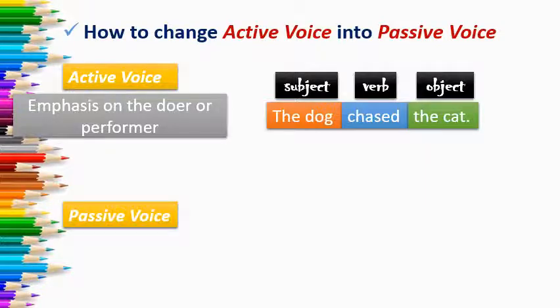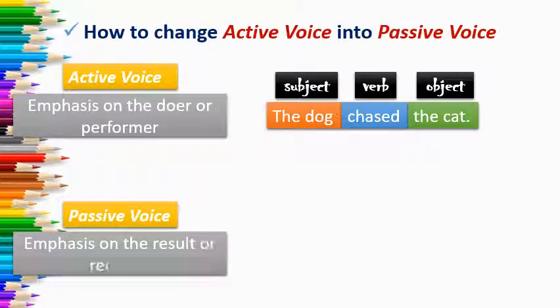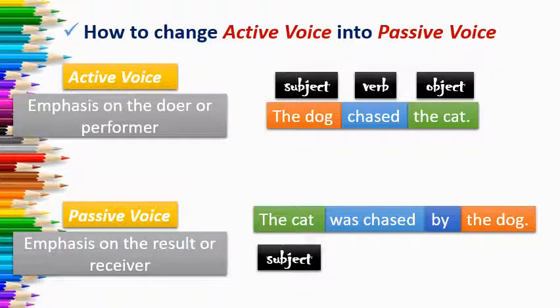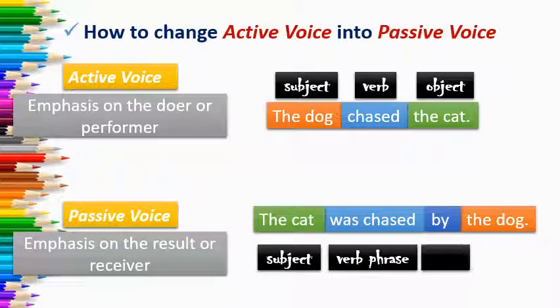Passive voice means to emphasize the result or receiver, or we can say when the subject of the verb receives the action, the verb is said to be in passive voice. To clarify it, let's see an example. The cat was chased by the dog. So here the cat is the subject, was chased is the verb phrase, by is the agent or preposition, and the dog is the object. So as we can see, when we are changing active into passive voice, the first rule is the subject will become the object.